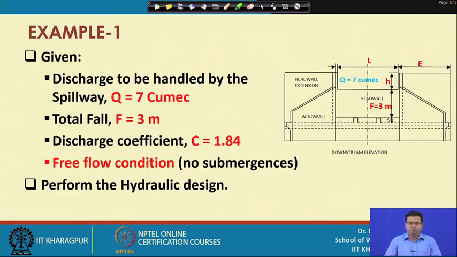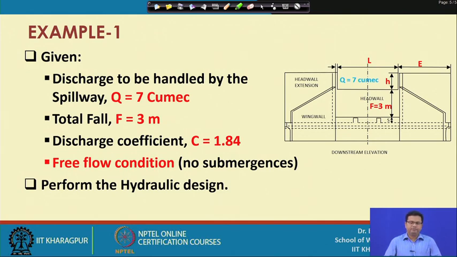This is one example. If you solve this example, many things will be clear about the design. Suppose the spillway discharge is given as 7 cubic meters per second, this is the design discharge, total fall is given as 3 meter, the discharge coefficient C equal to 1.84, which is for rectangular weir. There is free flow condition, that means the hydraulic jump is allowed. So, you can estimate the value of DC. Now, you have to perform the hydraulic design.